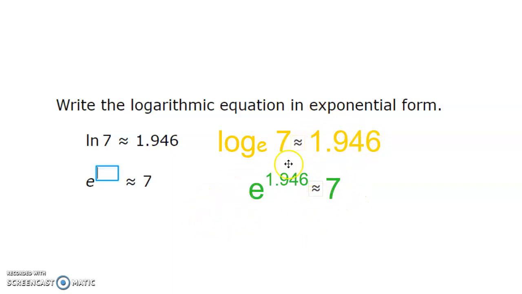Okay, so now that I have this exponential, I can come over here and fill in the blank. I've got the e, I've got the base, I've got the approximately 7. So what I'm missing as my exponent is this 1.946. So that's what goes here in the blank, 1.946.